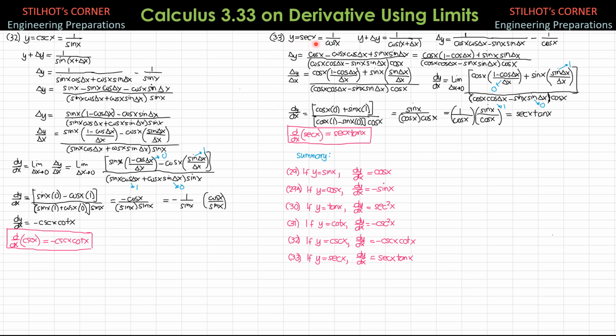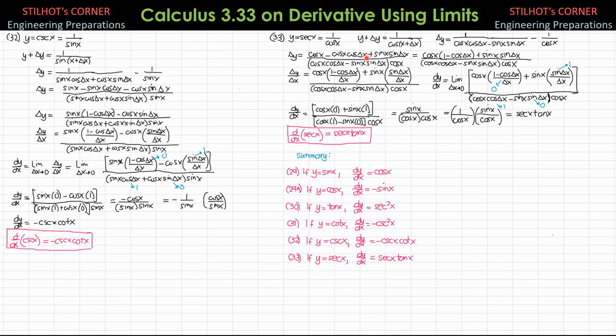Then finally, y is secant x is 1 over cosine x. So y plus delta y is 1 over cosine of quantity x plus delta x. So delta y equals 1 over the expansion of cosine quantity x plus delta x, which is cosine x cosine delta x minus sine x sine delta x. Then minus 1 over cosine x. This is the LCD. Then cross multiply. So we have 1 times cosine x minus 1 times this denominator. So you just change sign, negative cosine x cosine delta x plus sine x sine delta x all over the LCD.